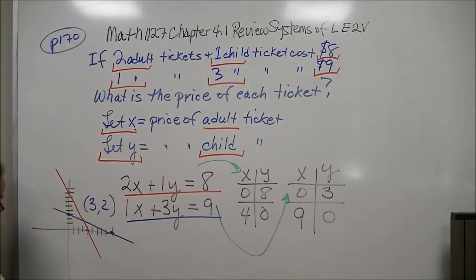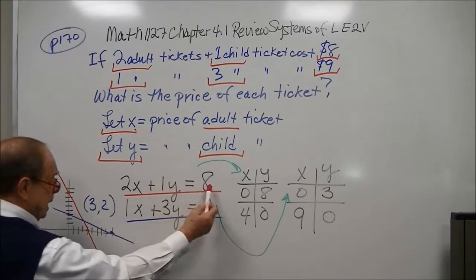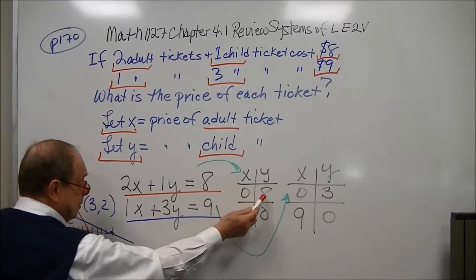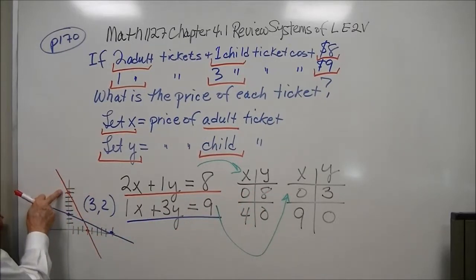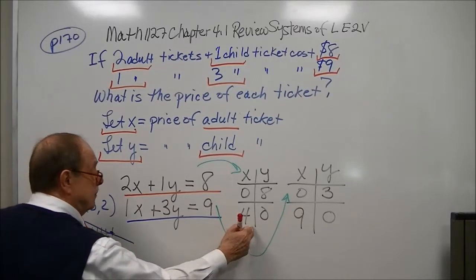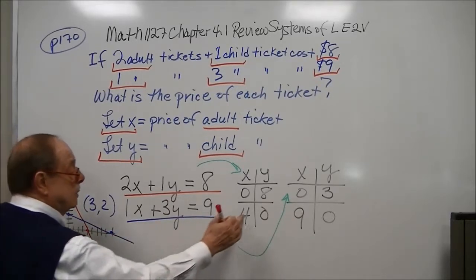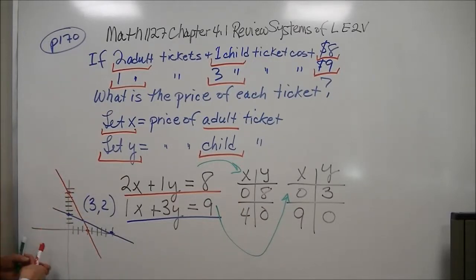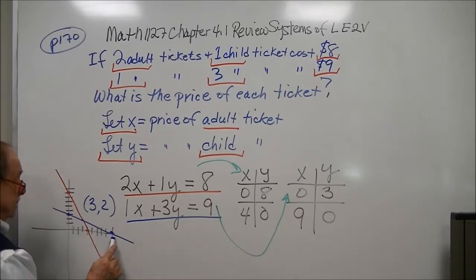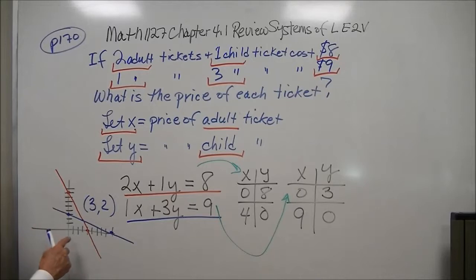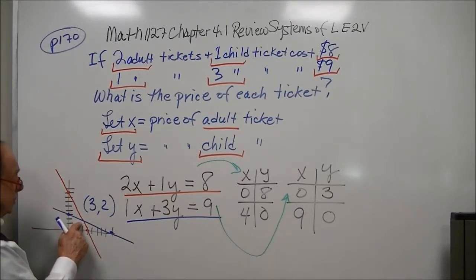So what I did is I color-coded them. So this is the red equation, 0, 8. My y-intercept is 0, 8. My x-intercept, 4, 0. Then I made the line. Now this equation, it was 0, 3. So we're calling this the blue equation, 0, 3, and then 9, 0. And again, you need to use graph paper for this because the graphing of it is critical. So you're looking at the points of intersection.